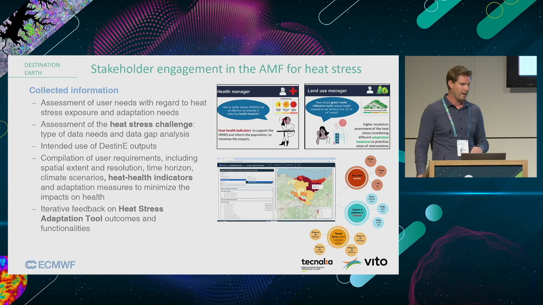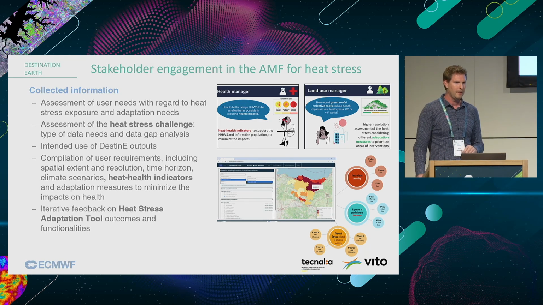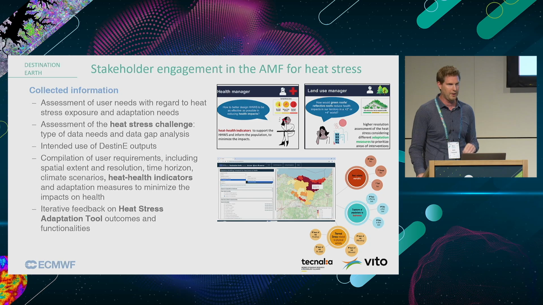And then Technalia made the effort to combine everything into an interactive online web tool, of which you see a screenshot over there, where users can really play around with the adaptation measures, with the climate scenarios to see how it will evolve for their region and what can be done about these heat health indicators.